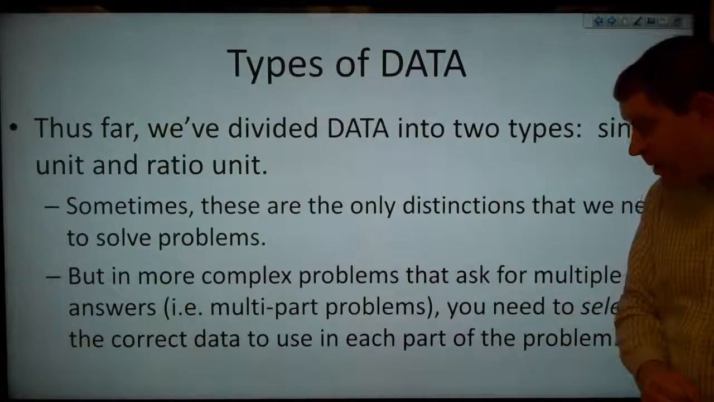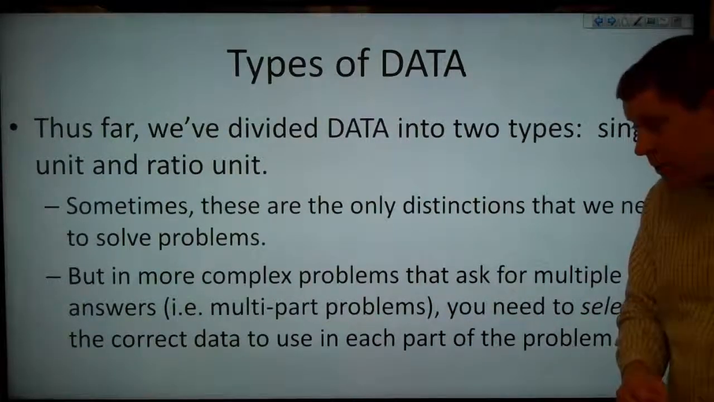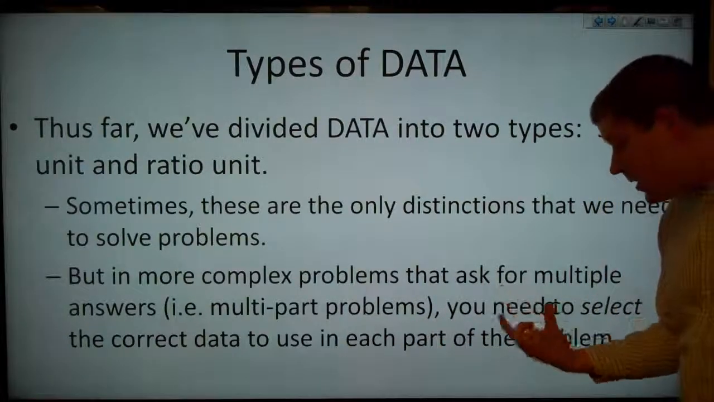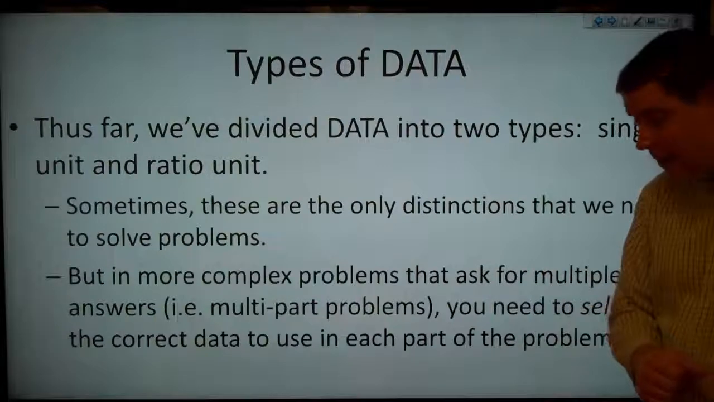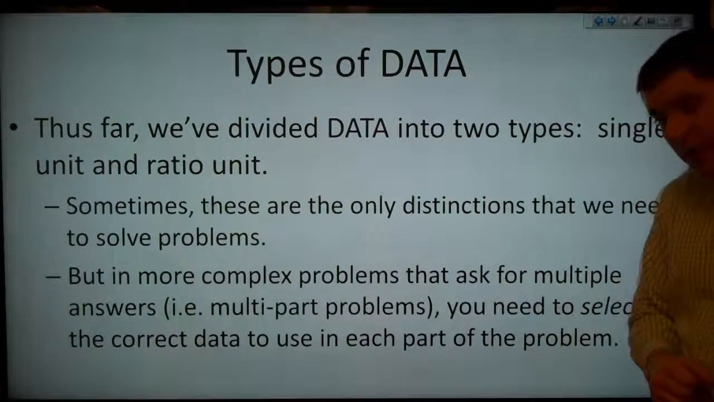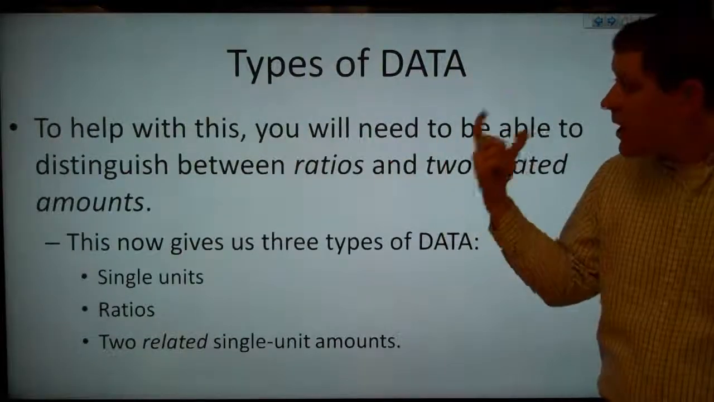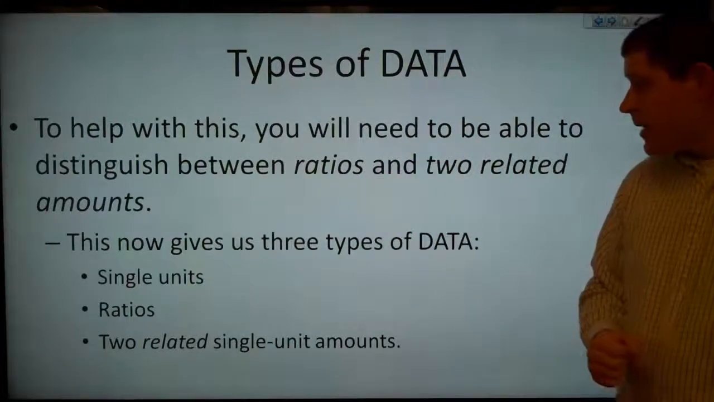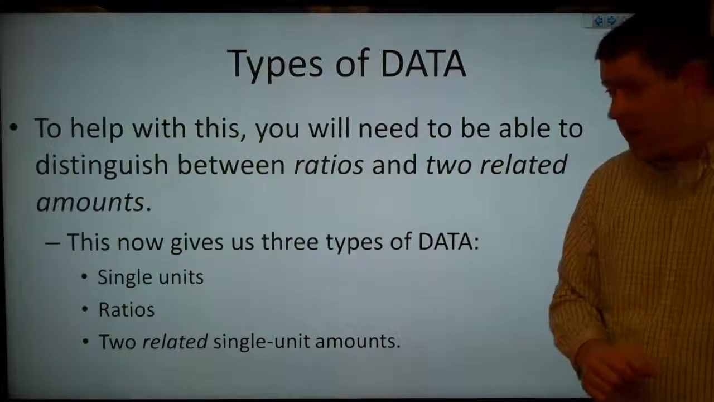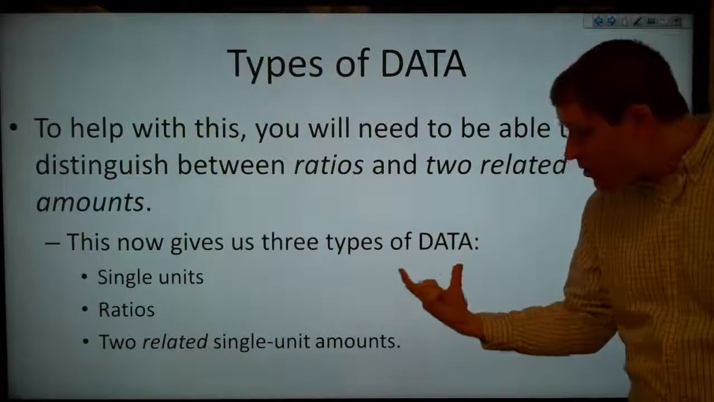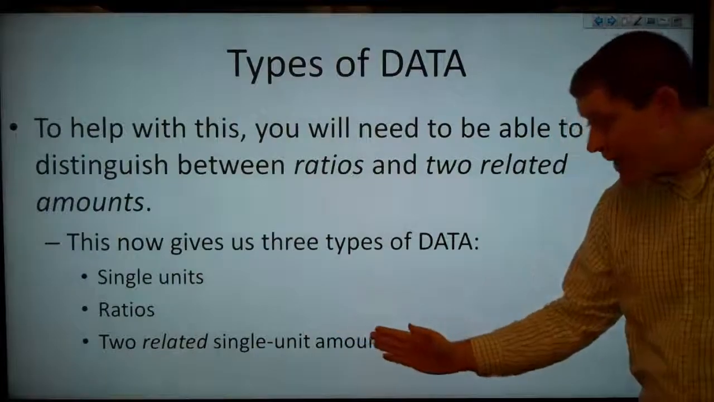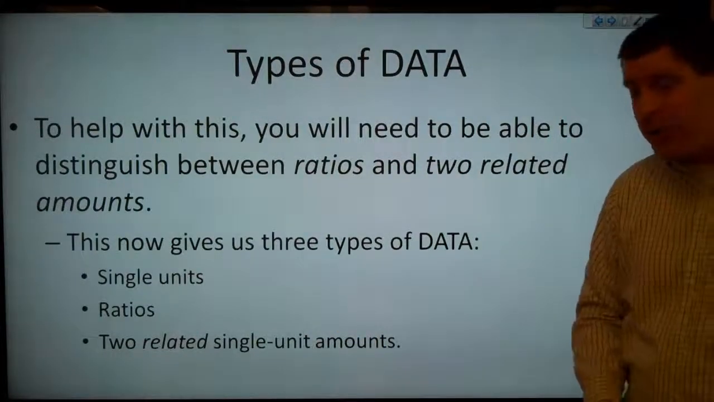But in more complex problems that ask for multiple answers, in other words, multi-part problems, then you need to select the correct data to use in each part of the problem. And to help you with this, you will need to be able to distinguish between ratios and two related amounts. And this now gives us three types of data: single units, ratios, and two related single unit amounts.